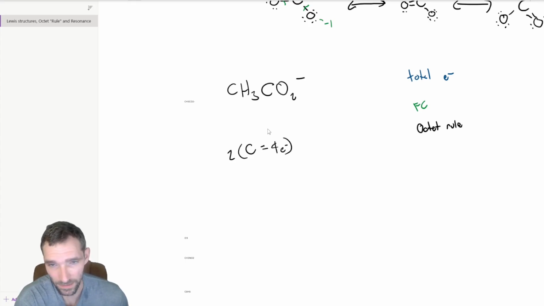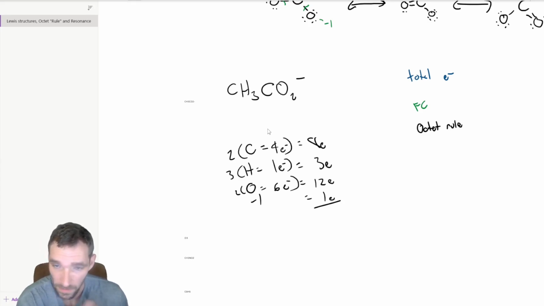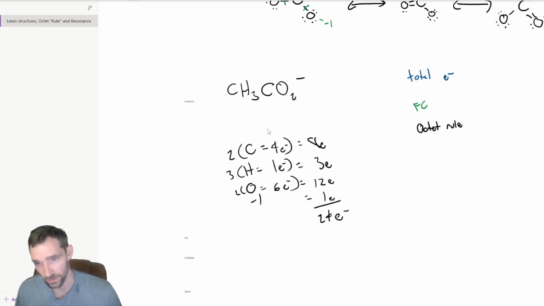So the carbons, they each are contributing 4 electrons, so there's 8 electrons from there. Hydrogen, there's 1 electron each, but there's 3 of those, so 3 electrons from there. The oxygen is 6 electrons, but we have 2 of those, so 12 electrons from there. And we have a -1 charge, so that's 1 more electron that we're adding in. So I believe we've got 12 plus 12, or 24 electrons for our total number of electrons.